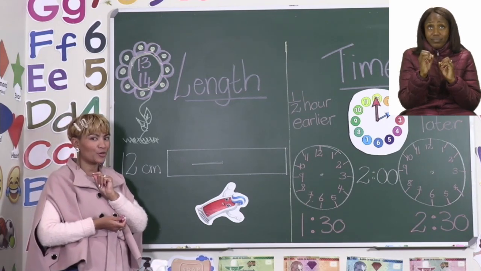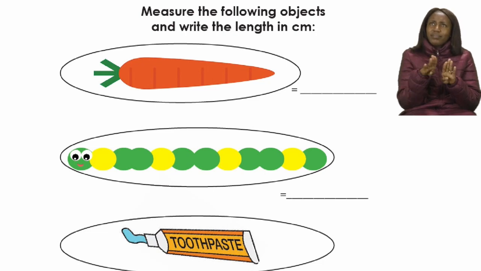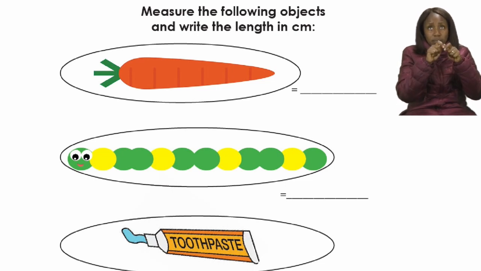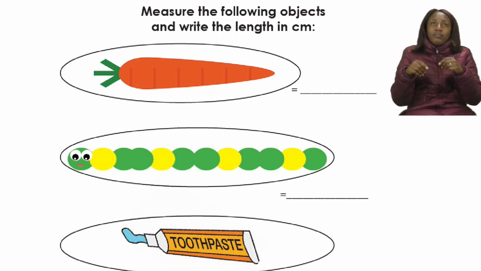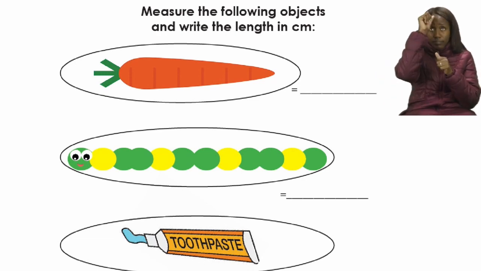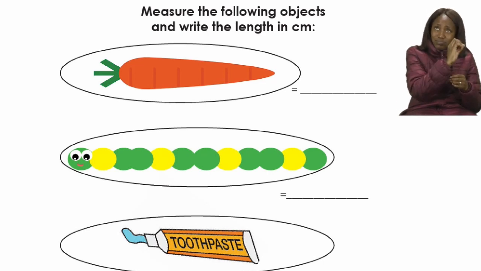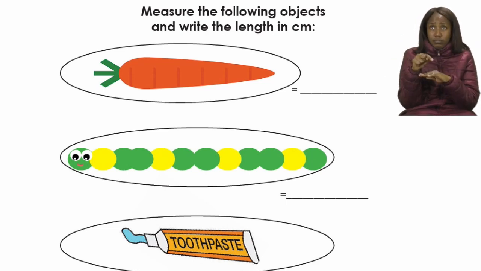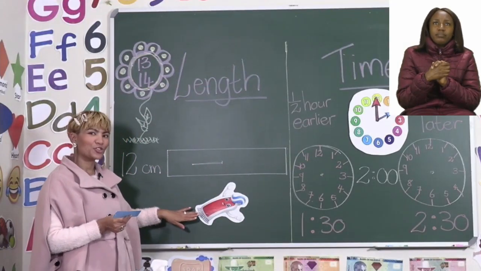Let's quickly go back to the booklet and see what else it is that we have to do. It says, measure the following objects and write the length in centimeters. There you have 1, 2, 3 objects. You have a nice orange carrot, then you have a caterpillar, and then you have a tube of toothpaste. Remember you have to measure your objects from the beginning to the end. And for these objects, you can also make use of your ruler. Now, I have my ruler back in my hand, and on the board, I have a picture of a toothpaste tube.